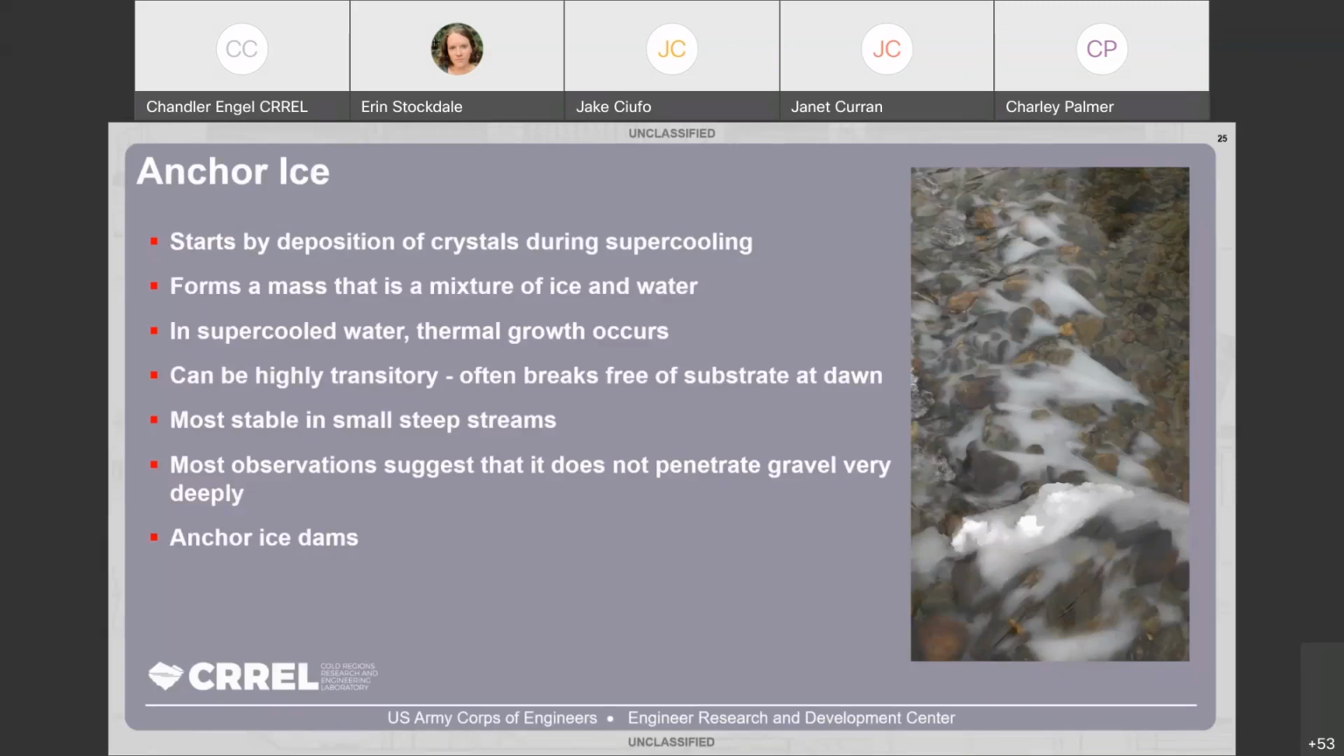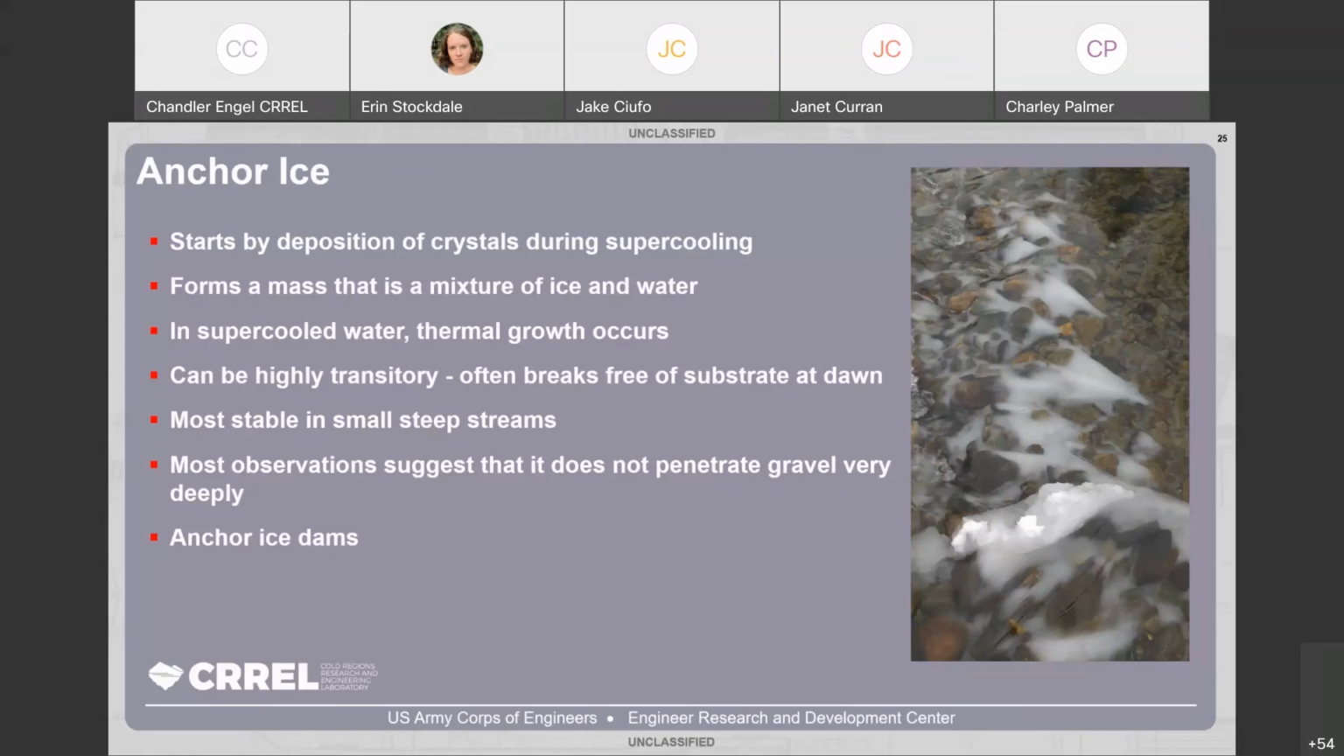Although it starts out as a depositional process, if the water at the bed is supercooled through this turbulent mixing process, the anchor ice can grow thermally as well. So ice can grow on top of the anchor ice accumulation. Anchor ice is often quite transient. It will release if the environmental conditions change, sometimes even just a little bit. Oftentimes it will form on clear, cold nights when heat loss to the atmosphere is maximized. And then when the sun rises, a little bit of additional solar radiation coming in is enough to cause it to release. So anchor ice may persist for long periods of time in steep streams where there might be more shading and there's more complex bed structures that can help mechanically support the ice staying in place.